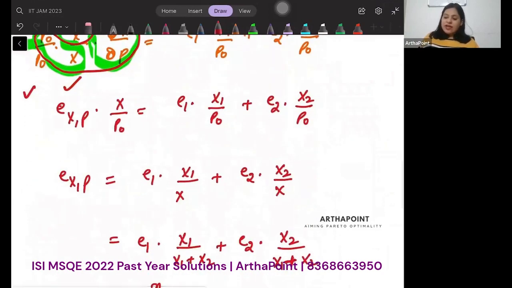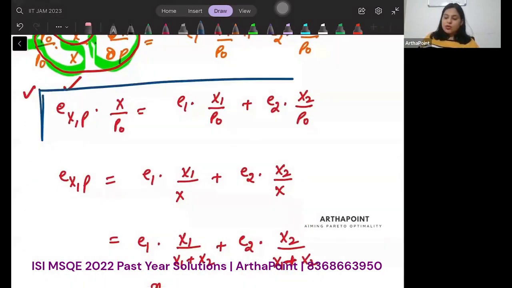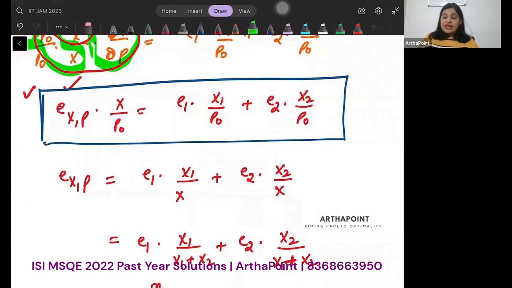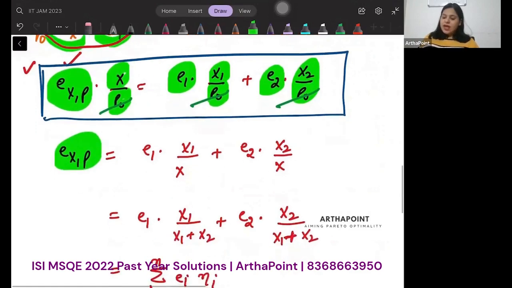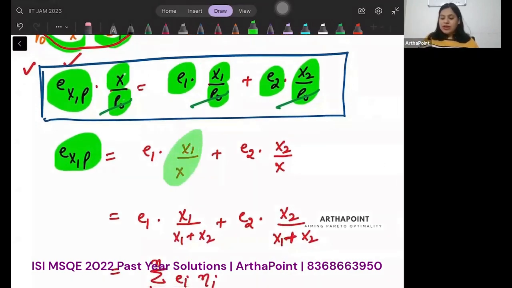So what have I got? I have got something like this. The aggregate demand elasticity into X by P naught is the elasticity of individual 1 into its demand by P naught plus the elasticity of individual 2 into its demand by P naught. So it is very simple to see that this P naught cancels out throughout. And the elasticity of the aggregate demand, taking X down, comes down to E1 x1 by X plus E2 x2 by X. Now just think about this.